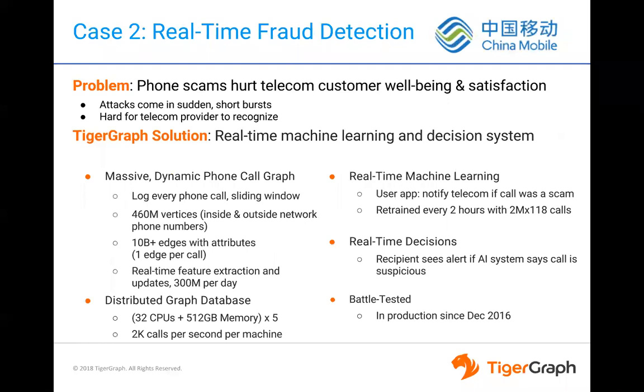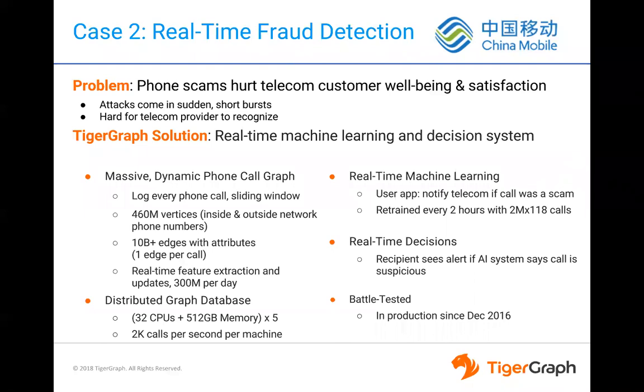Case 2 is real-time fraud detection. China Mobile is, I'm pretty sure, the largest telecom company in China. And as you know, that makes it the biggest telecom company in the world. One of their problems is phone scams, as it is with any telecom in the world. People are trying to sell you something or the activity is fraudulent. The key is that they hit hundreds, if not thousands of people. It has a big effect on the customer base.